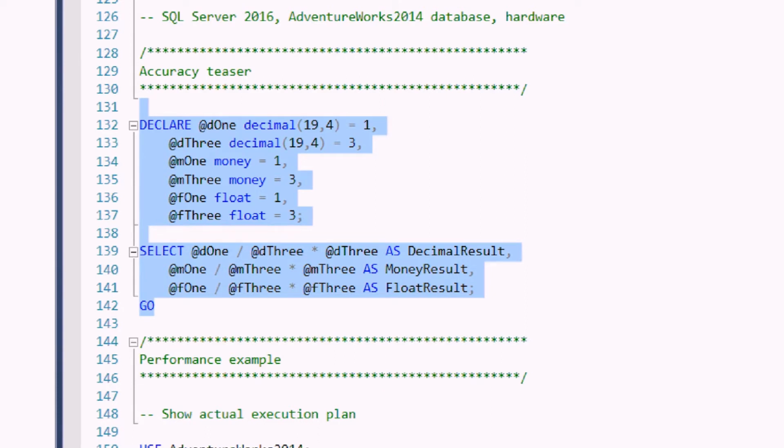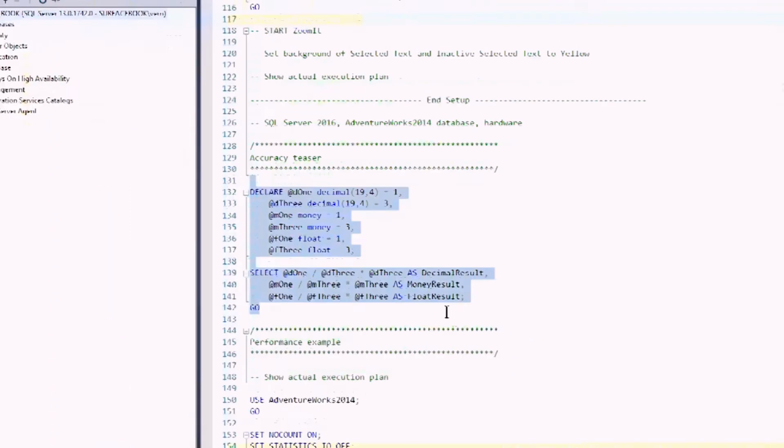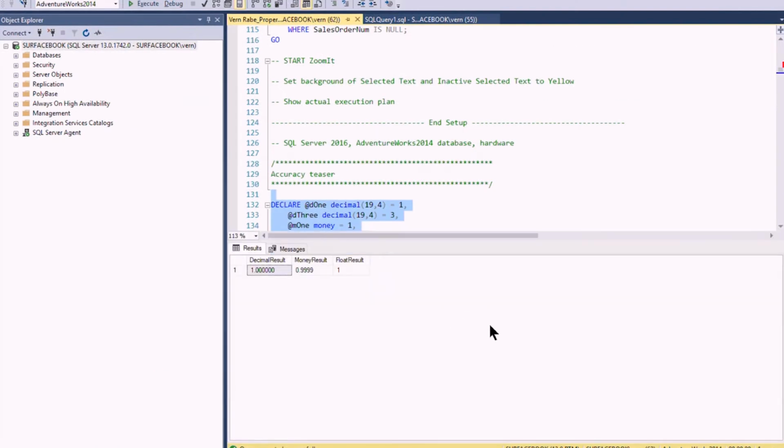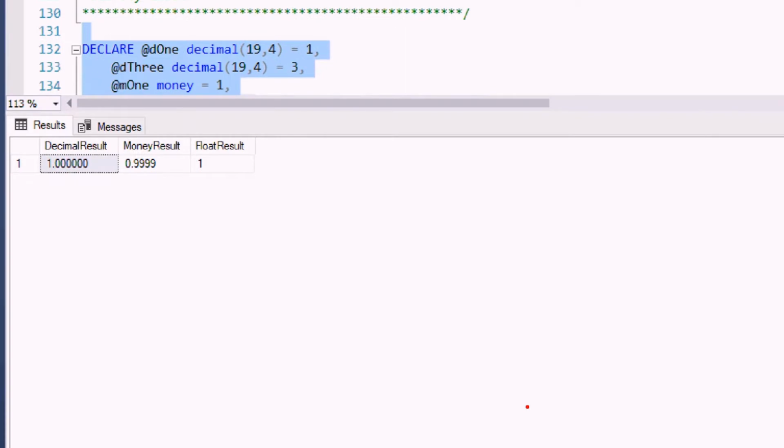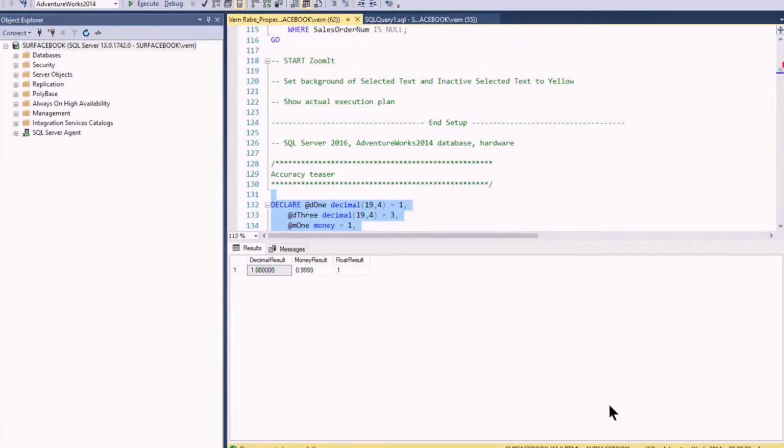I'm going to take 1 divided by 3 times 3. Well, everybody knows that 1 divided by 3 times 3 is 1, right? But based on your data type usage, you can get, whoops, I hit the wrong button again. You can get the wrong answer. And notice right here, the money gave us a rounding error. And we'll get into a lot more detail why that happened, how to minimize rounding errors. You can never totally avoid them, but how to minimize them.